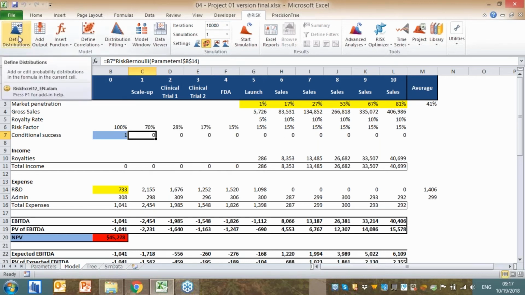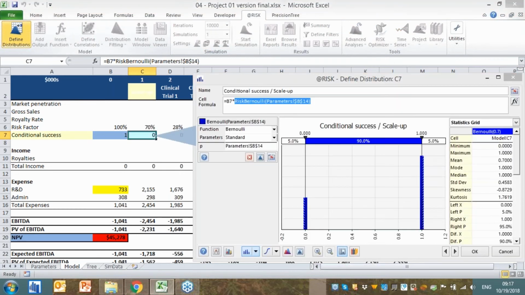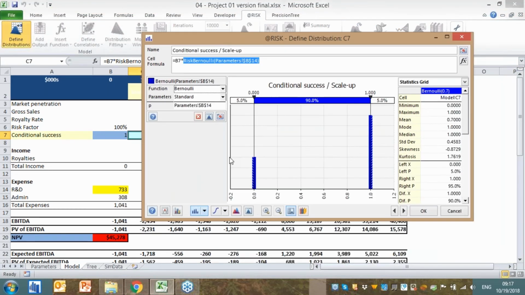A Bernoulli is a binary distribution. It's a distribution that only allows for 2 states of nature. It's either a 0, that is failure, non-success, which in this case is 30%, or a 1, with a 70% probability of achieving a 1. In other words, every single time a simulation is run, in 70% of the cases I may eventually run into a 1, and in 30% of the cases I may eventually run into a 0.